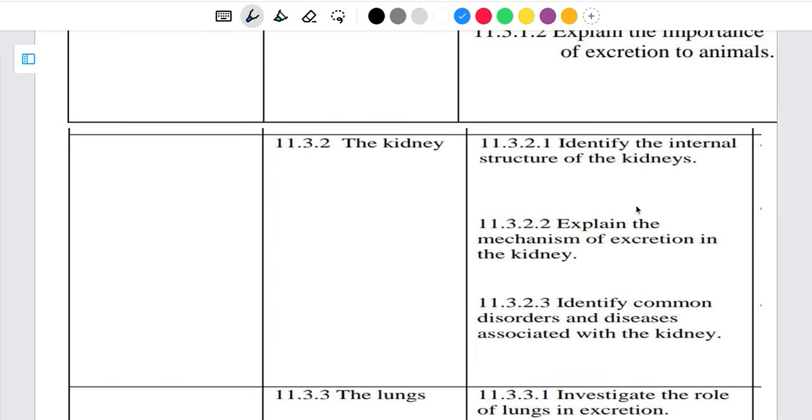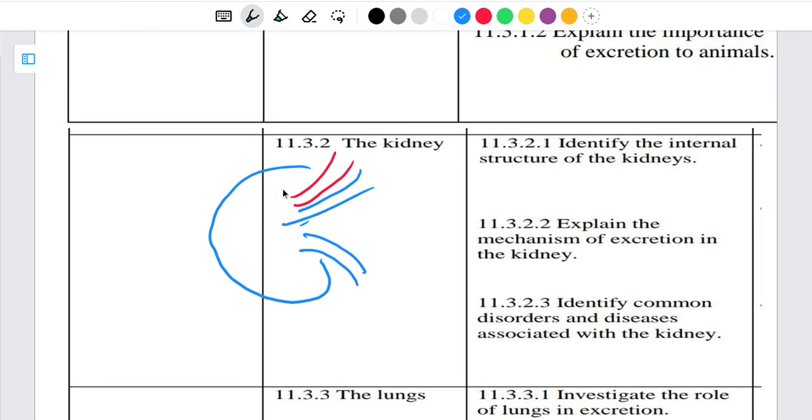Okay, so for the part of the kidney, you have to identify the internal structure of the kidney. So they can just bring the structure of the kidney. So let's say, for example, if this is the kidney, you have to label the parts of the kidney. Okay, so let me just draw a rough sketch of the kidney. So you have to label the structures. Like for example, this is the cortex or the renal cortex, and this is the medulla, which is also known as the pyramid. So this is the pyramid, and the entire structure is the medulla.